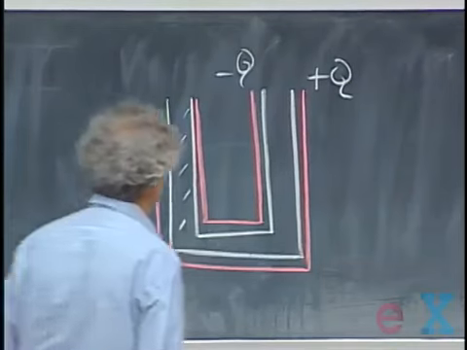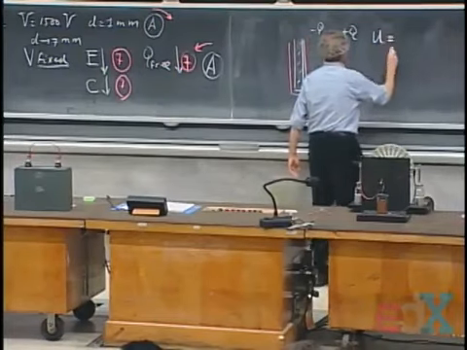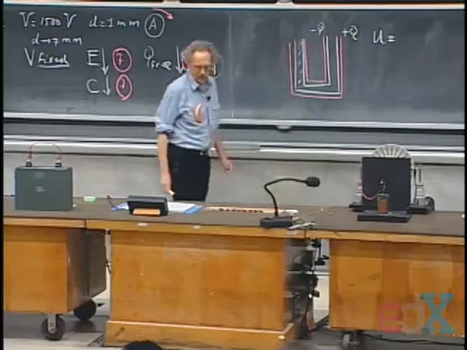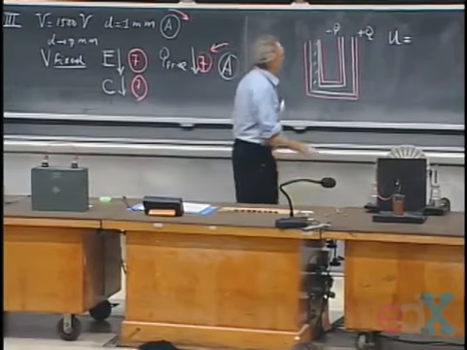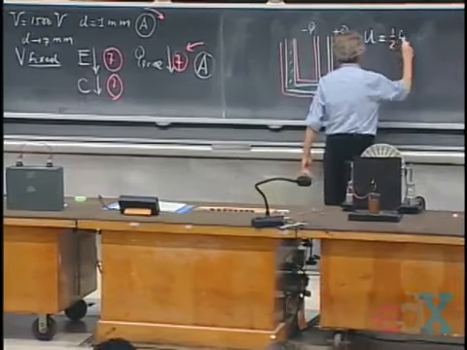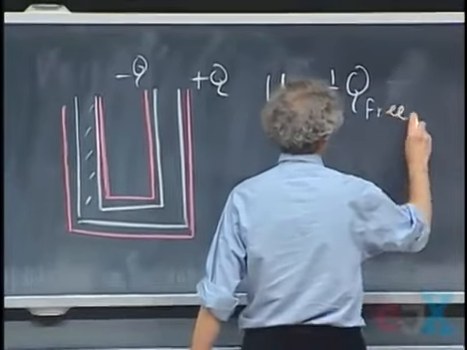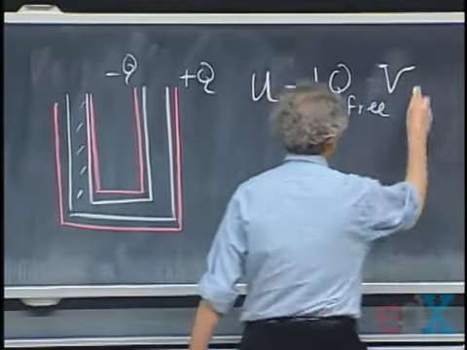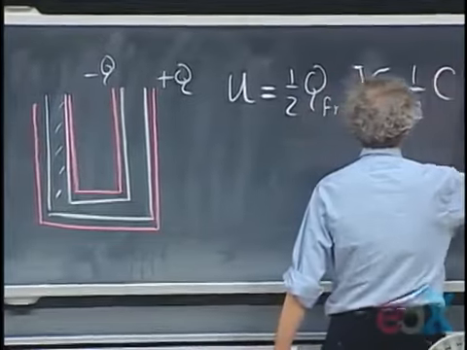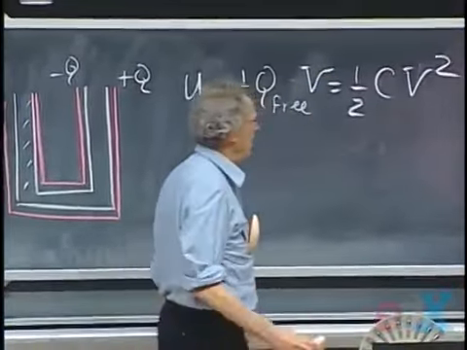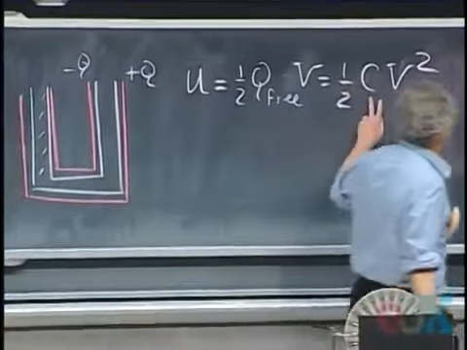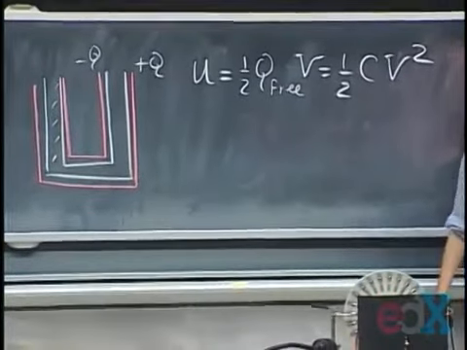The energy stored in a capacitor, we discussed that last time, equals 1/2 times the free charge times the potential difference. If you prefer 1/2 CV squared, that's the same thing. I have no problem with that, because this C is Q free divided by V, so it's the same thing.